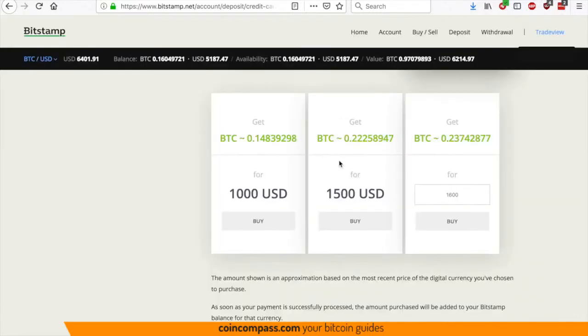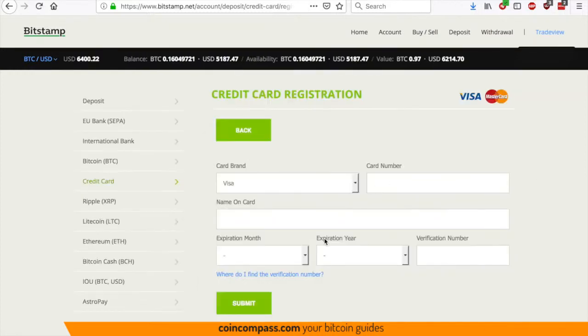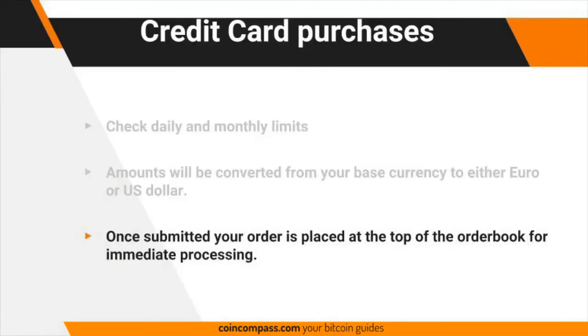So it's self-regulatory. Let's say I want to buy $900. That tells me how much Bitcoin I'm going to get for my $900. I'm going to click buy. And then I'm redirected to the credit card page. So with this, it's just like purchasing any item online over your credit card. Put in all the details that are required and then press submit.